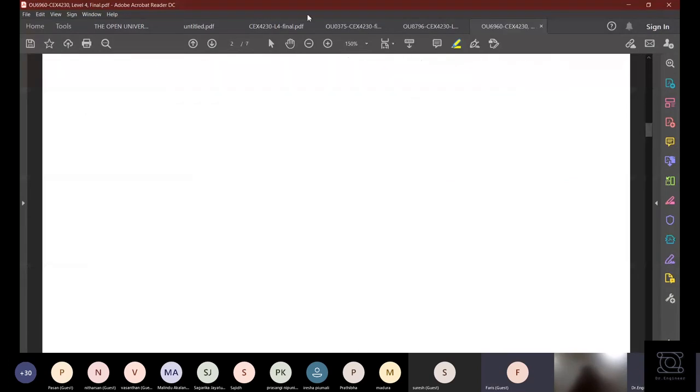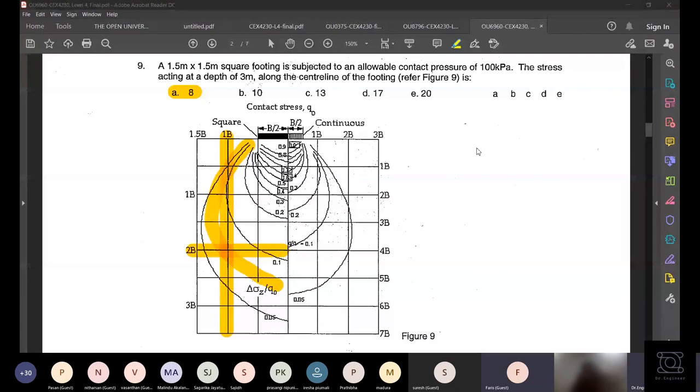Hello, what is meant by continuous? One side is square. Continuous footings are like strip footings, the continuous ones.